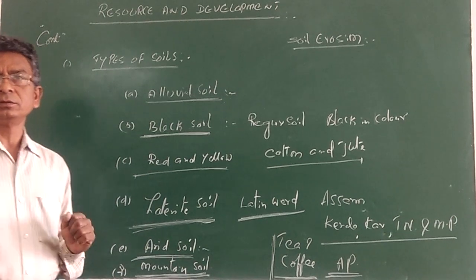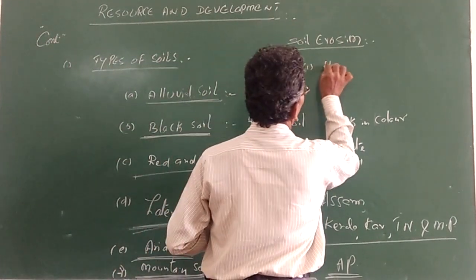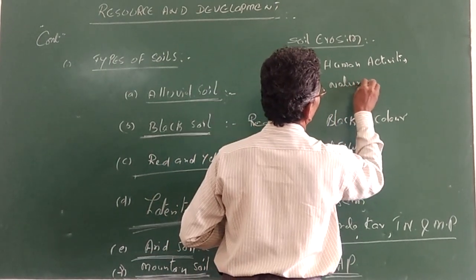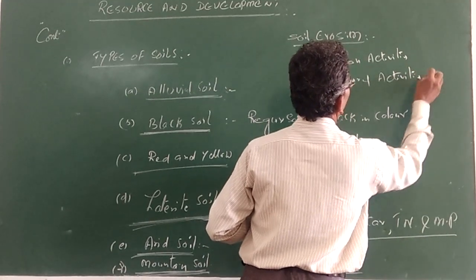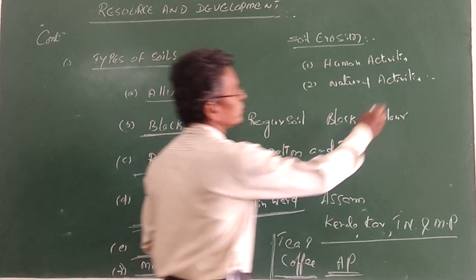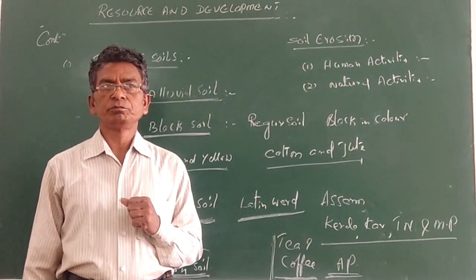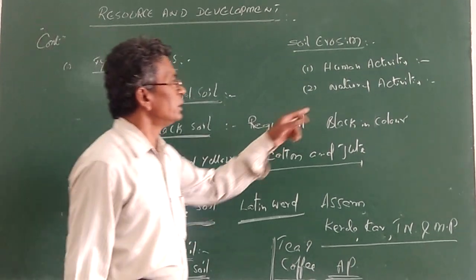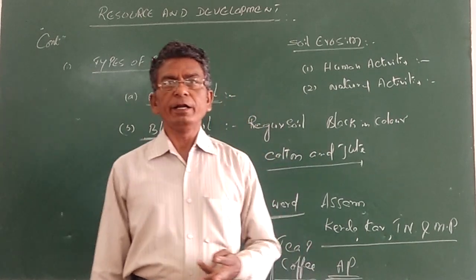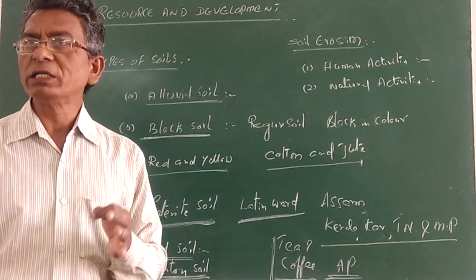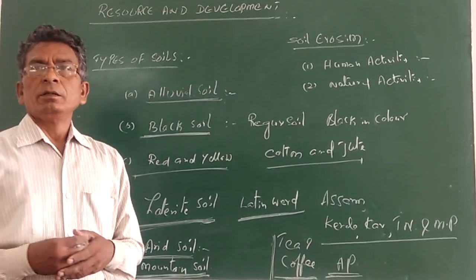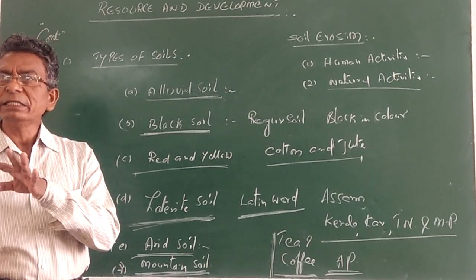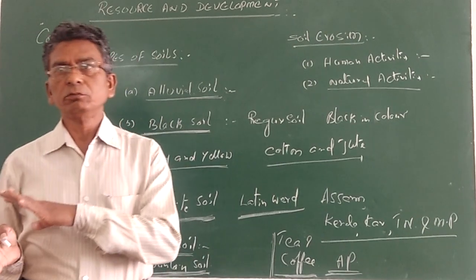Soil erosion takes place in 2 ways. One is human activities, and the second one is natural activities. Examples for human activities are deforestation, mining, construction. Whereas natural activities include wind, rainfall, glaciers, avalanches. So these are the factors responsible for soil erosion. Soil erosion and formation take place silently. Both take place simultaneously.